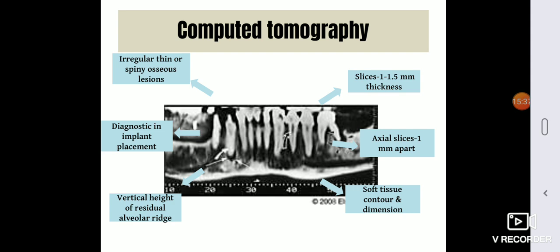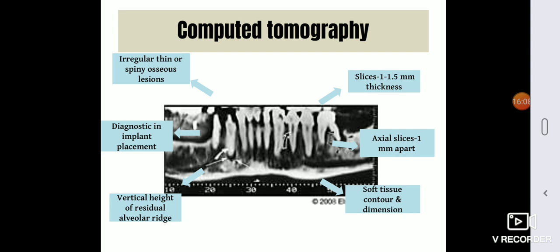Now, they are known as axial slices because they are made perpendicular to the long axis of the body, and these slices are made as close as possible parallel to the edentulous site or occlusal plane. The microprocessor can then create a series of panoramic views, coronal views, and cross-sectional views. The uses include irregular, thin, or spiny osseous contours. They can be visualized from the CT scans.